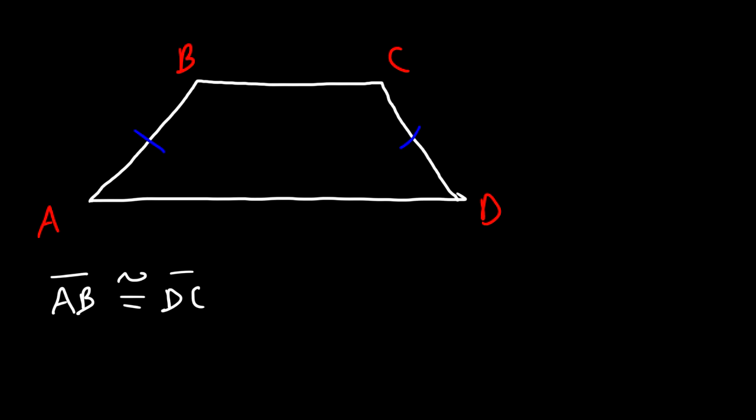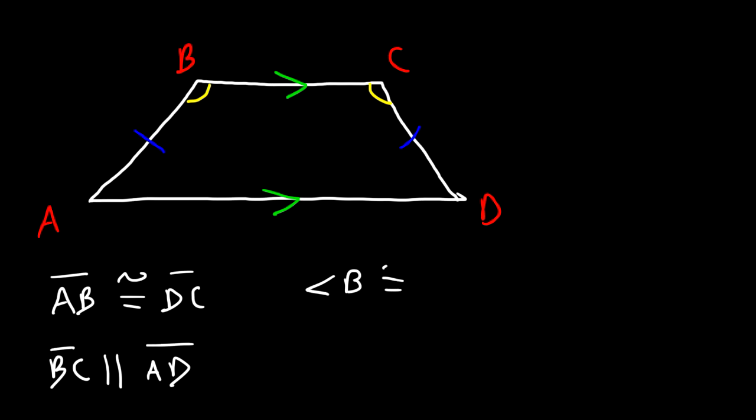Now what else do we need to know? The bases are parallel. So the upper base BC is parallel to the lower base AD. Next, you need to know that the upper base angles are congruent. So angle B is congruent to angle C. In addition to that, the lower base angles are also congruent. So angle A is congruent to angle D.